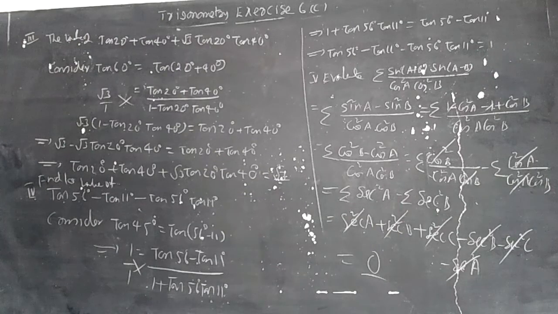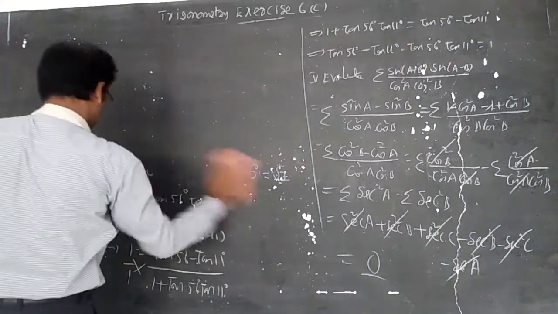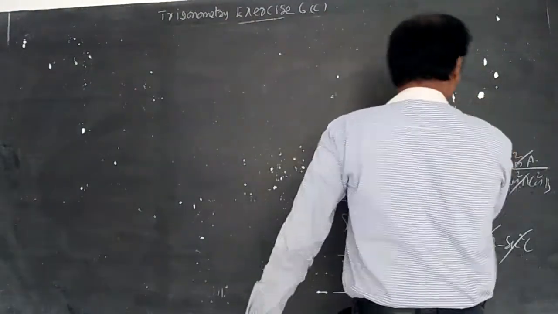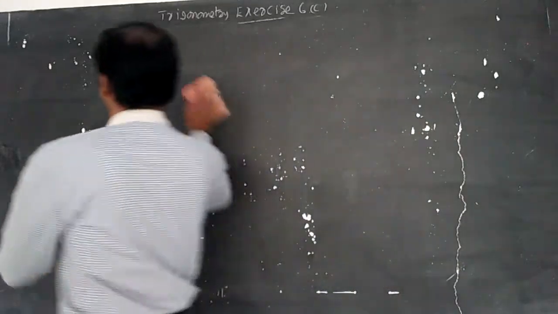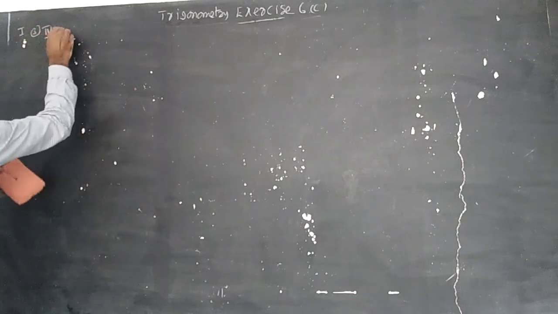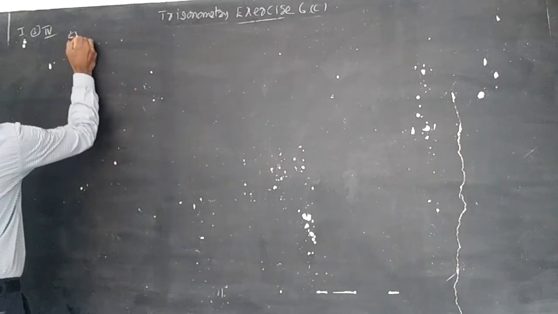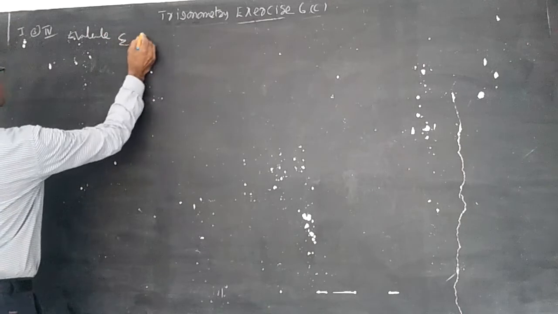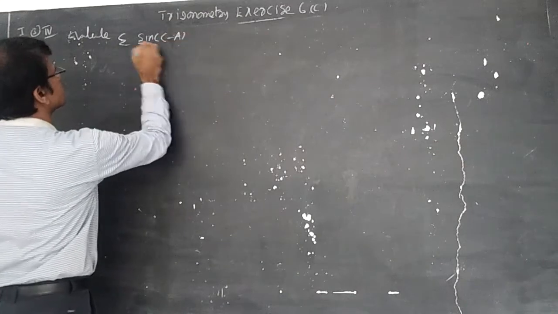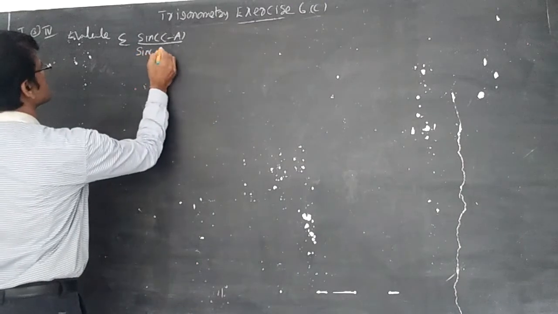Now Roman number 3, fourth question. Evaluate, means find the value: sigma sine of C minus A by sin C sin A.